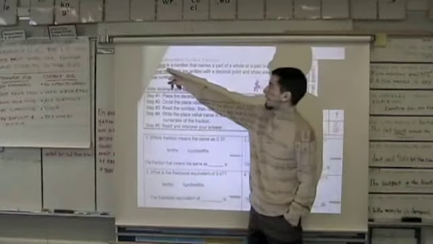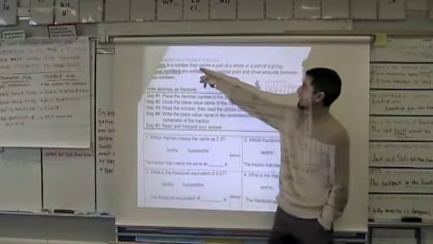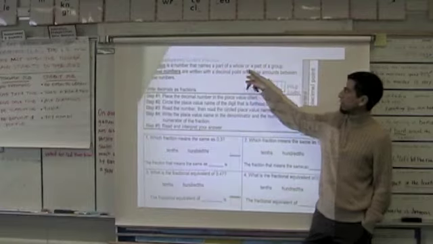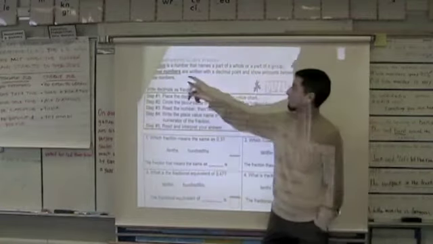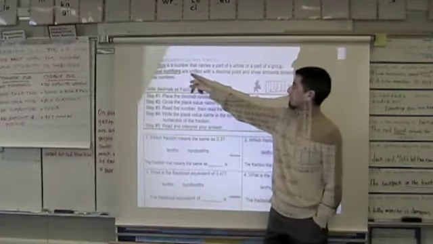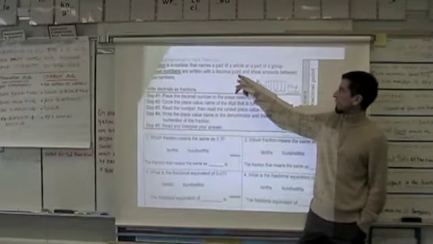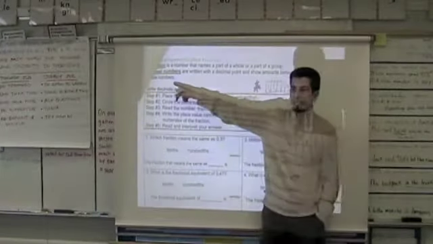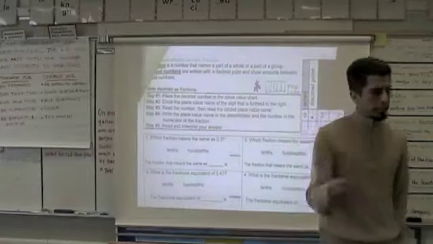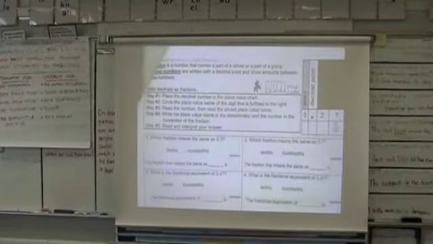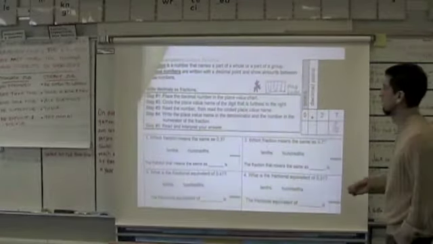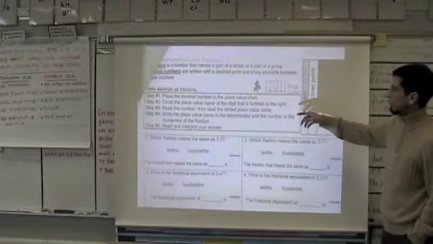Okay, read with me, please, at the top. A fraction is a number that is part of a whole or part of a group. Decimal numbers are written with a decimal point and show amounts between whole numbers. That's what we're aiming to understand. Fractions and decimals are parts in between whole numbers.